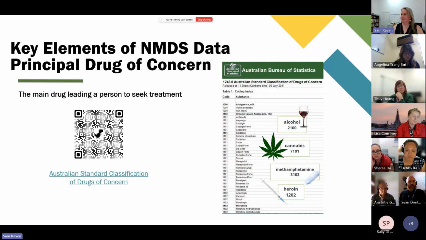But look, for the purposes of the data collection, you just really need to know what that main drug is. And if people report using something that you've not heard of, it can help to have a look through that. But at a service level, most of your systems will have something that will readily collect the most common ones. And there's a few of them there: alcohol, 2100, cannabis 7101, etc.